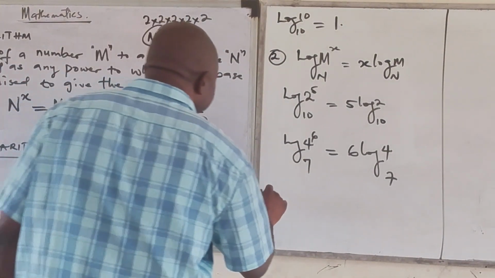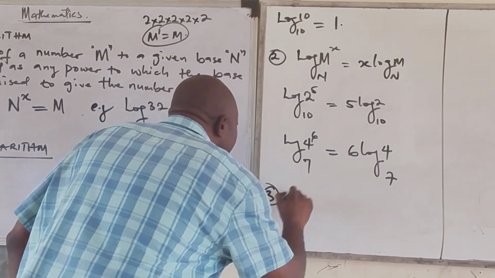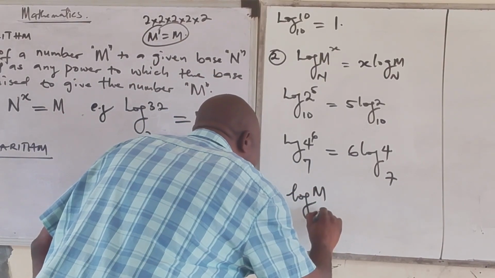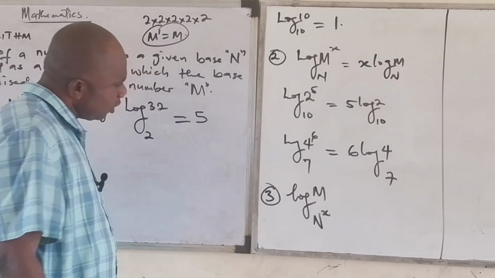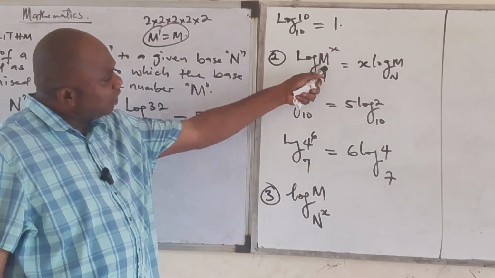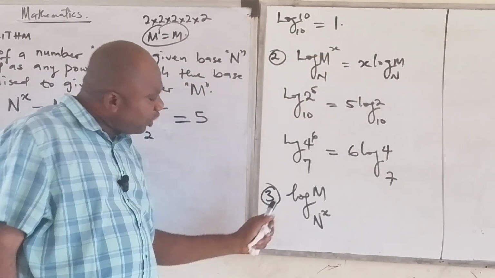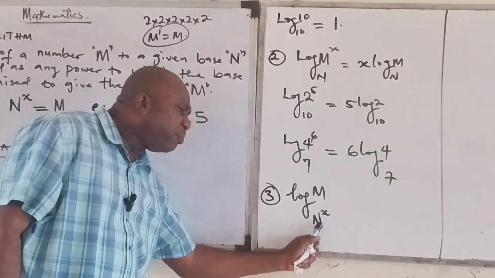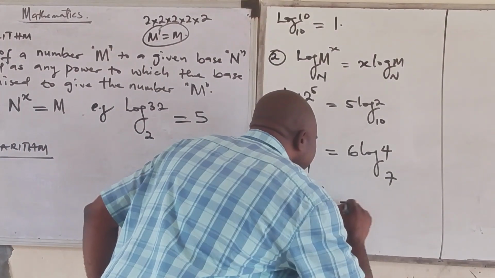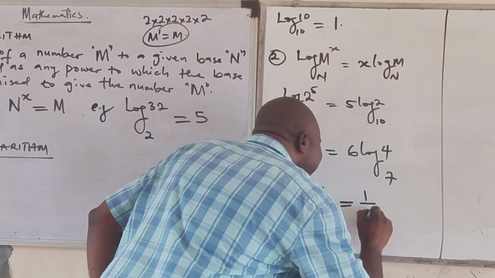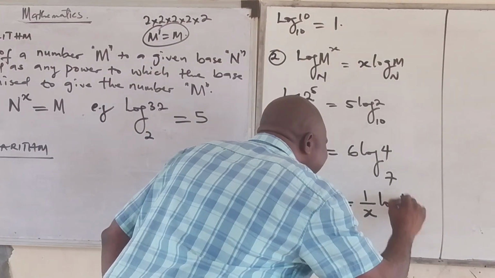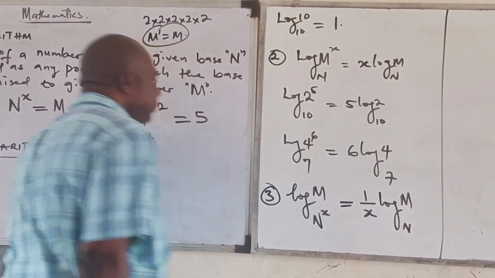Now, let's look at law number 3. Log m base n power x. Remember in law number 2, the number carried the power. Now, in this particular law, it is the base that is carrying the power. So when the base is carrying the power, we have it as 1 all over x log m base n.